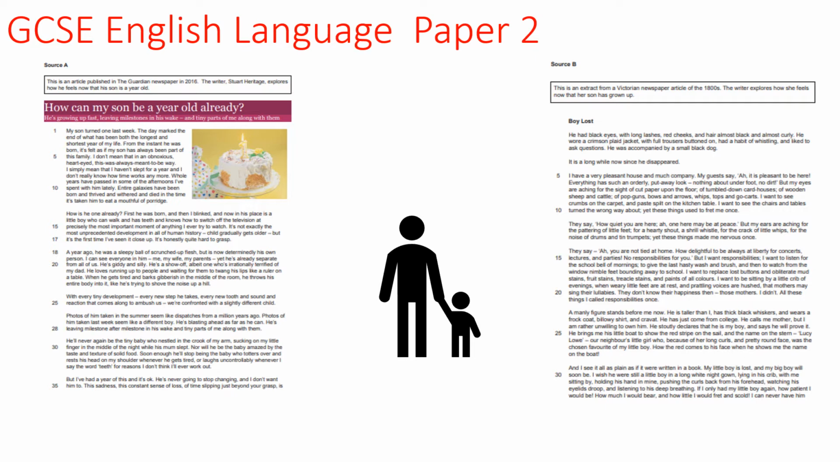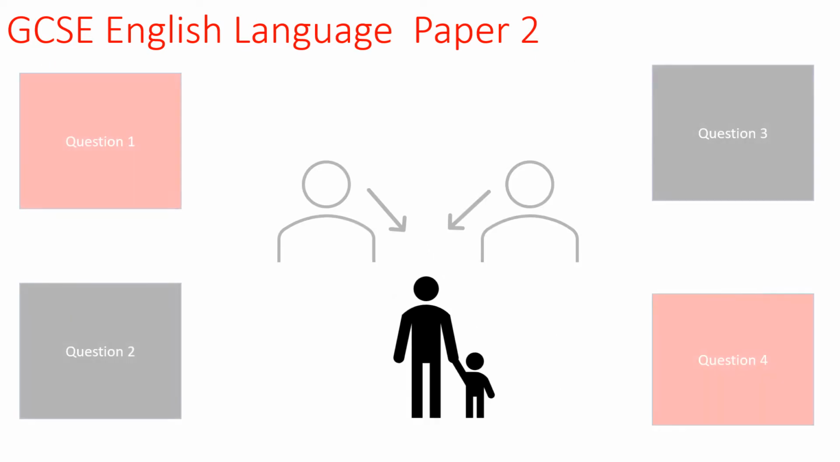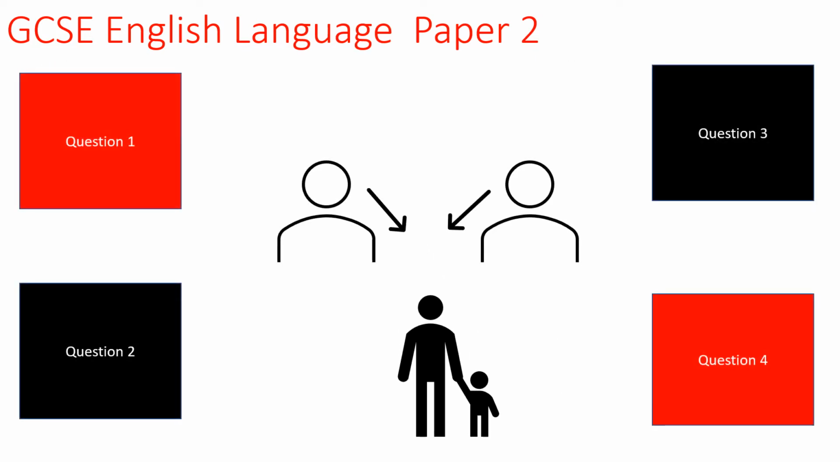Now, usually you'll see it from a modern perspective. One text will be a modern text and the other one will be not so modern. Okay, and that could be from a period of time, so it can be anywhere within the last 100 or so years. So a reminder of the structure of the paper, you've got a writing task, and then you've got 4 reading questions. Question 1, question 2, question 3, and question 4. And of course today we're going to look at question 2.